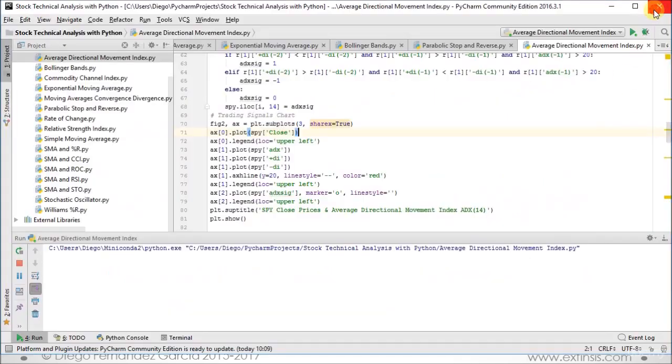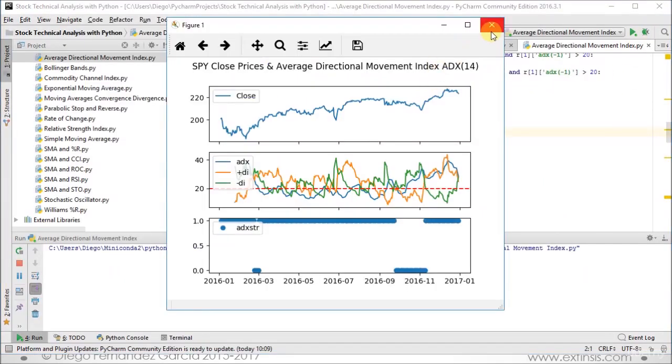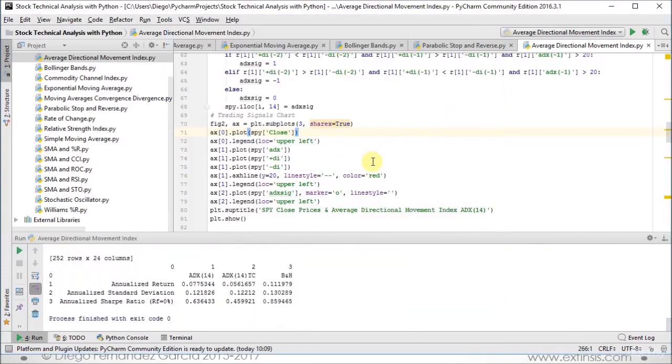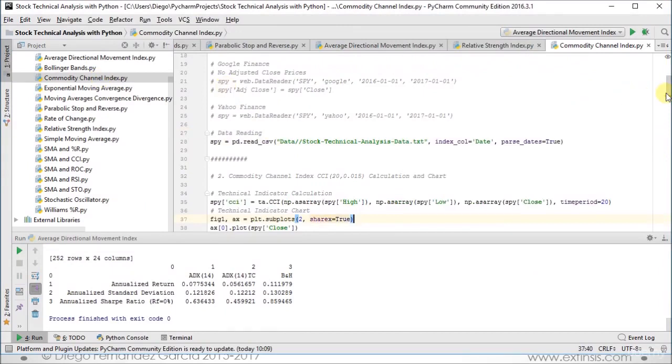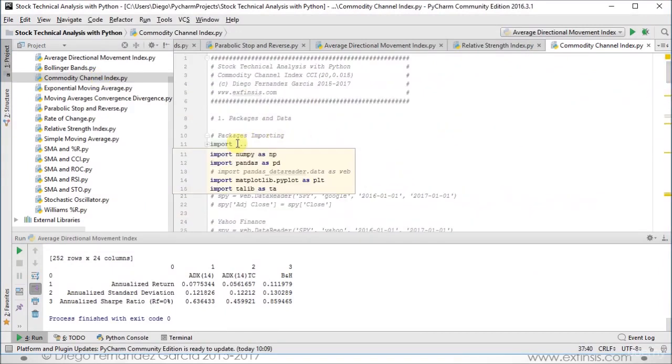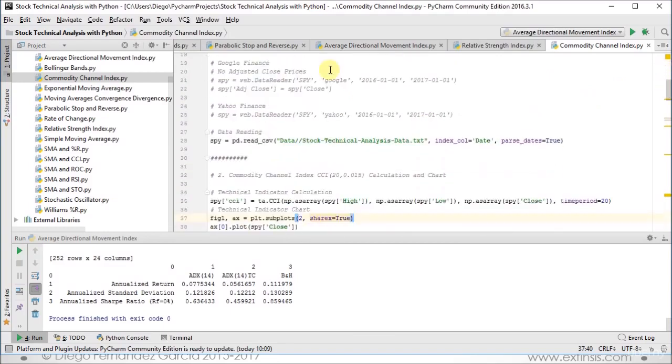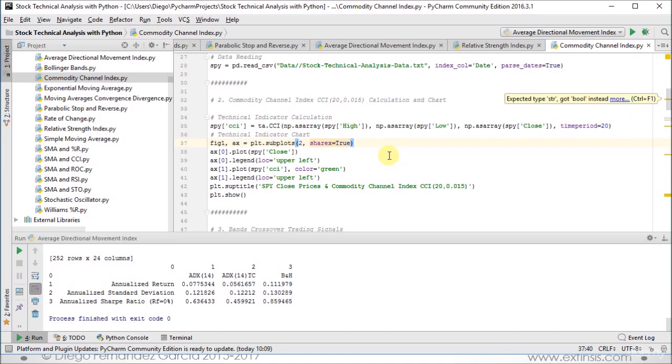Excellent. So let's close this chart here. We're going to also close this one and the last one as well. We'll study all of this later on. So let's continue now with the commodity channel index, again with similar mechanics as they are meant to be standalone type of files. First we import packages, then we read our corresponding data, and then we calculate our technical indicator, commodity channel index. Notice we're using those 20 periods. Again, those are the ones commonly used, but you can adapt them according to your needs.